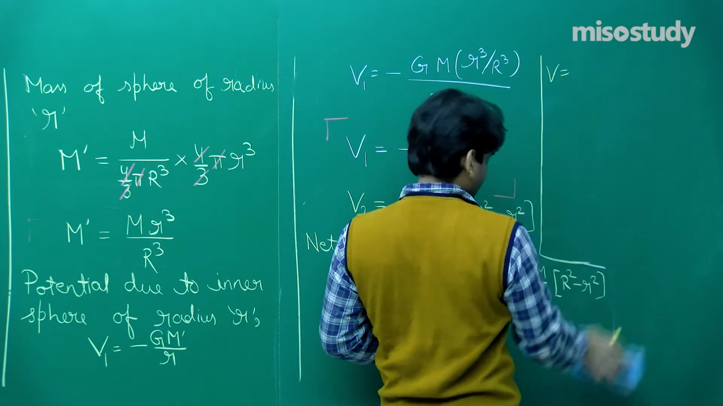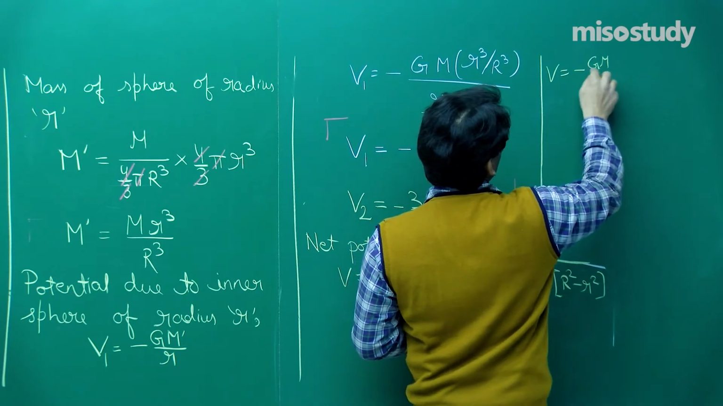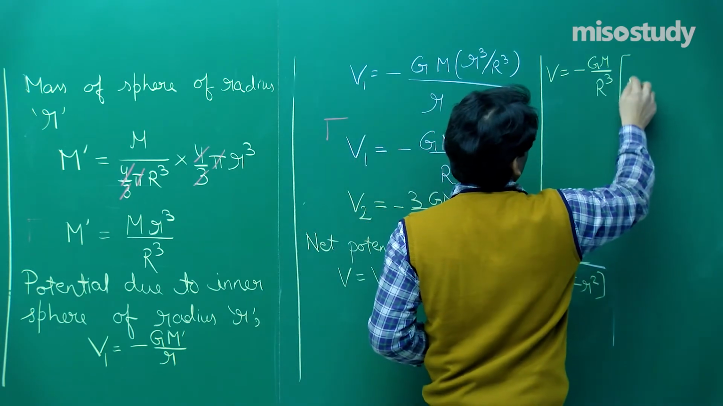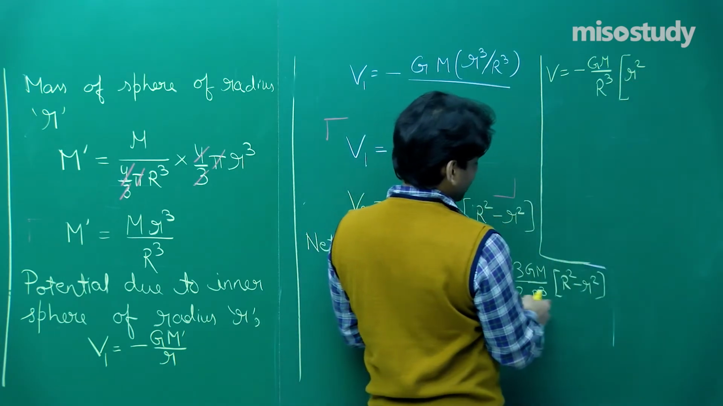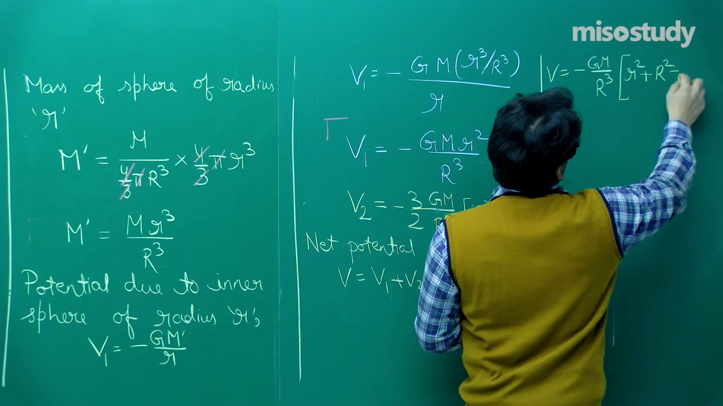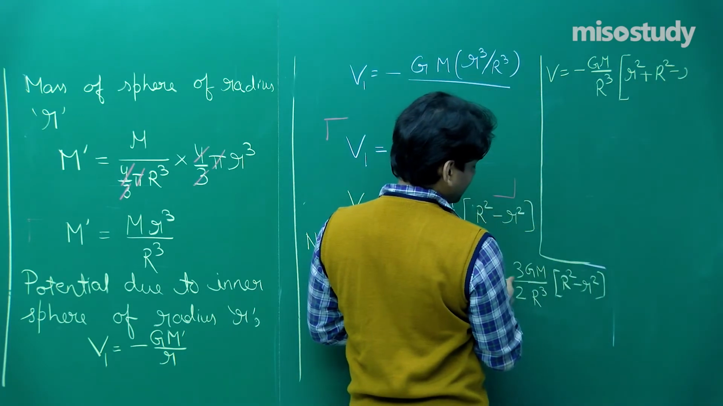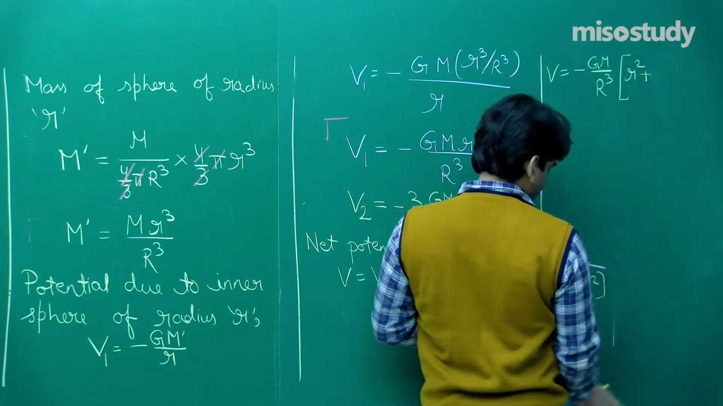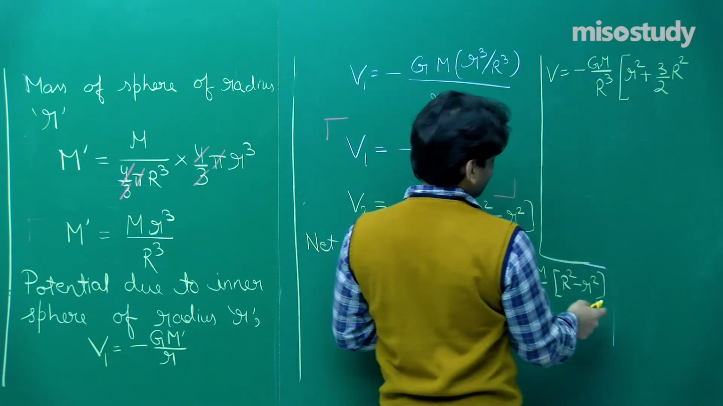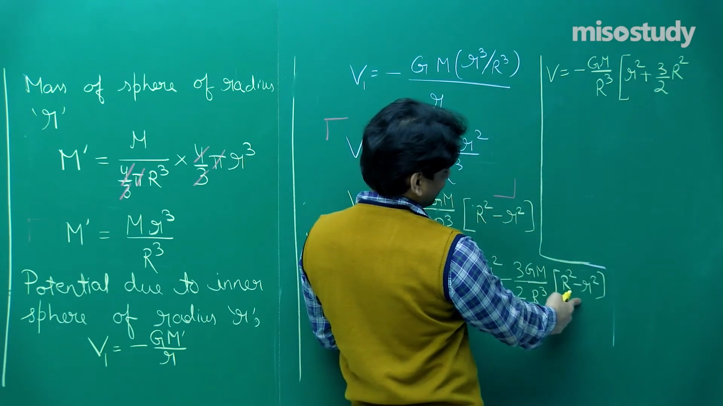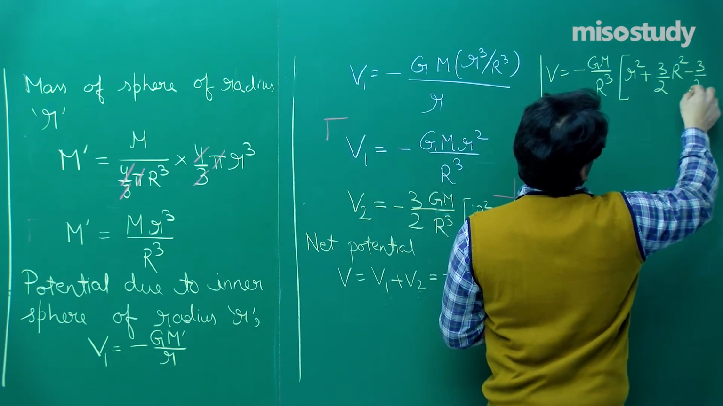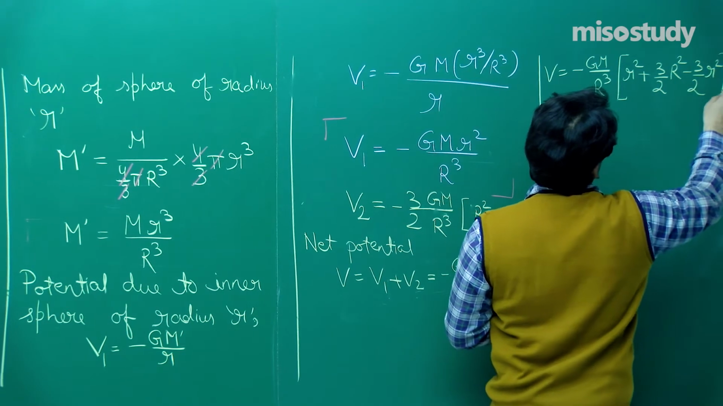outside and common, so this will be minus GM by R cube, and we'll be left with, you see here, r square, small r square, and you'll be obtaining plus capital R square minus small r. You see here, you'll be having plus 3 by 2 capital R square, and plus 3 by, here you have minus, because the minus sign we've taken common, minus 3 by 2 small r square. This is what you'll be left with.